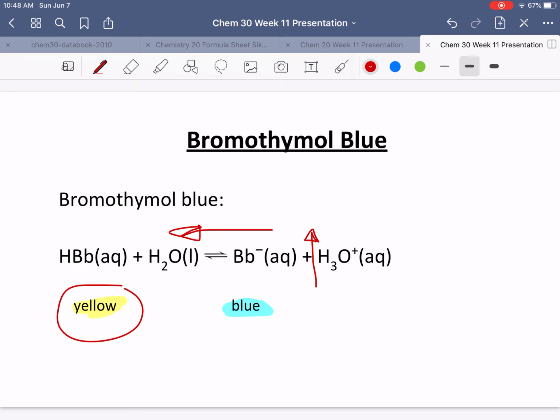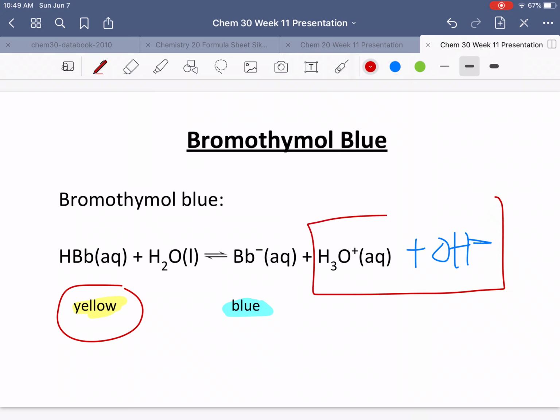Okay, now let's look at this from another scenario. What if we add hydroxide? Now this is a little bit harder to figure out. If I add hydroxide to this system, it's going to naturally react with the hydronium, the strongest acid in there. So if it reacts with that, then case in point, we're going to decrease the concentration of the hydronium.